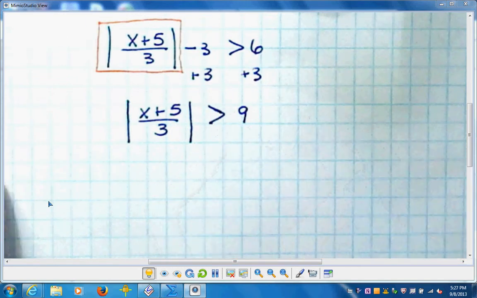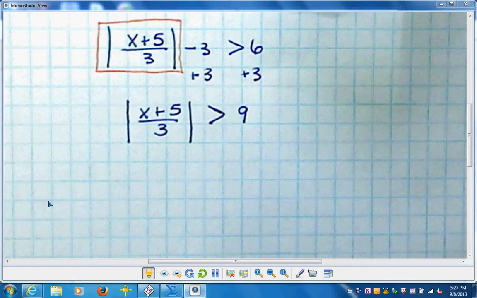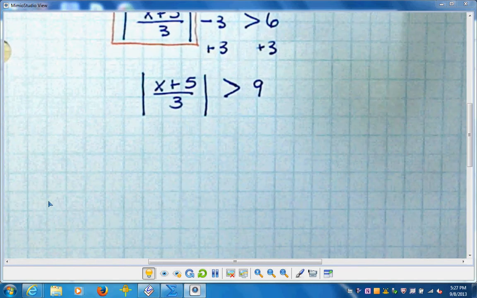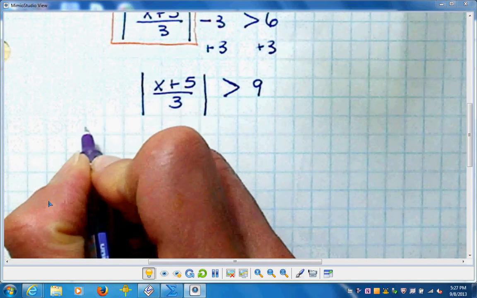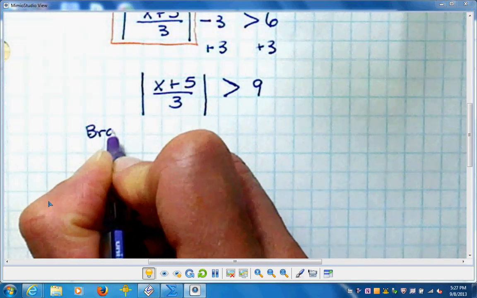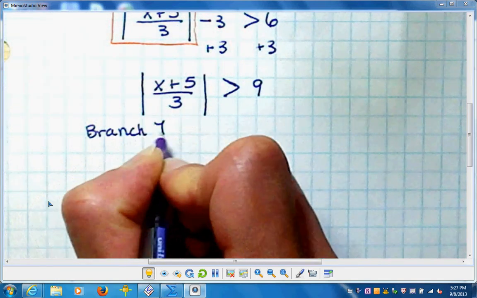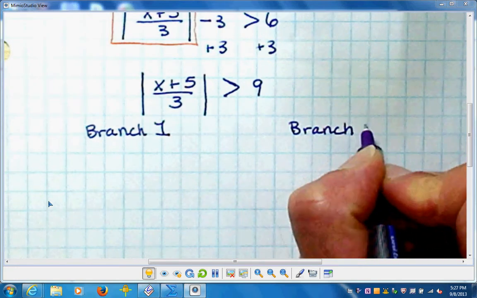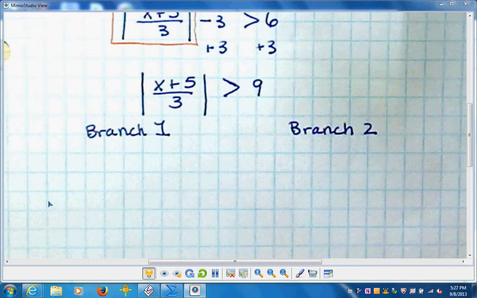Okay, so what did we do when we got the absolute value by itself? We set it up to branch 1 and branch 2. So let's just go ahead and write down branch 1 and branch 2. Okay, before we go any further, let's figure out, is this an and or an or?